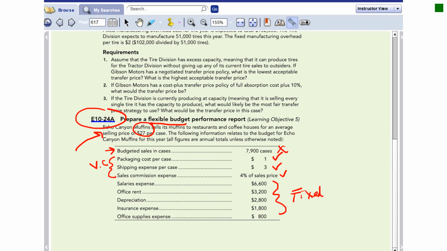And then everything else is basically going to be your fixed expenses. Then on the next slide, they're going to show you some of the actual data. So I'm going to take you to the next slide, and then we'll show you how to put together the whole budget.